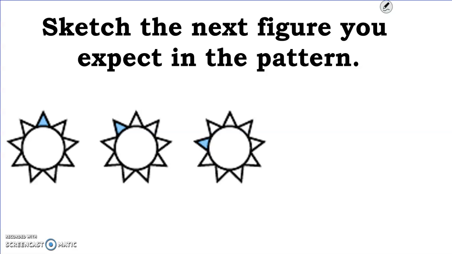looks like a sun. We have a circle and some petals. So notice we have some petals that are shaded. And the shaded triangle moves 1 space to the left each time. So let's try to draw this again.